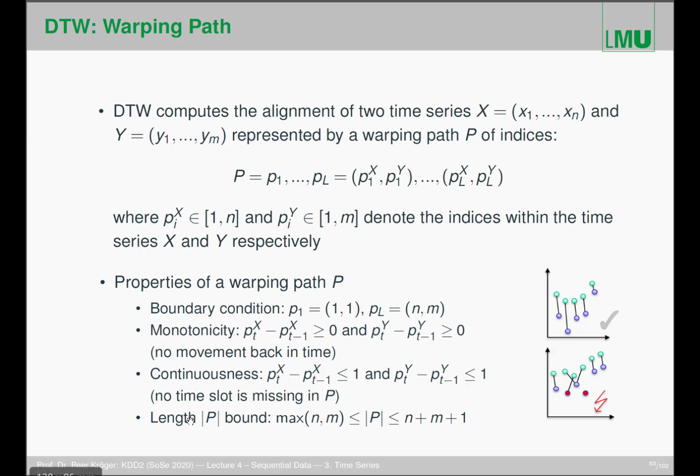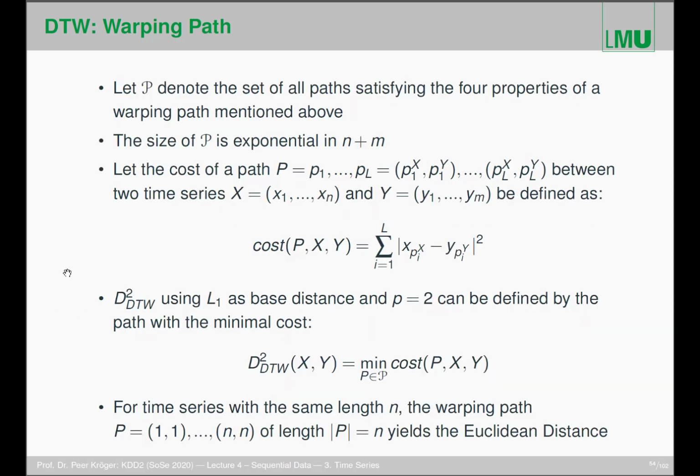And then there is a length bound on P. The length of the warping path is something between the maximum of n and m, and n plus m plus 1. So those are the properties of the warping path; the same holds true for the alignment path of the edit distance, basically. So how to compute that?